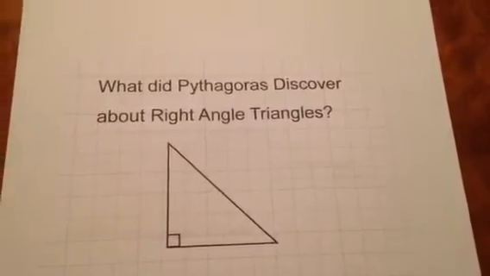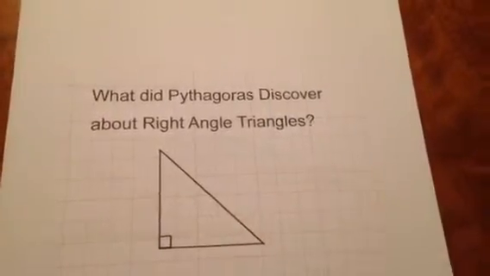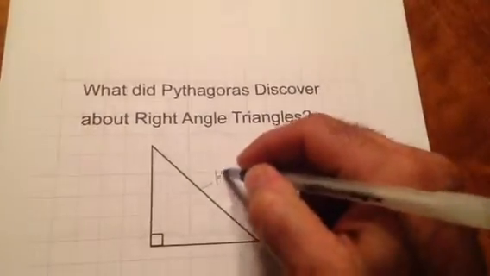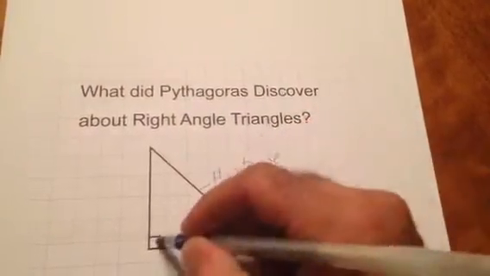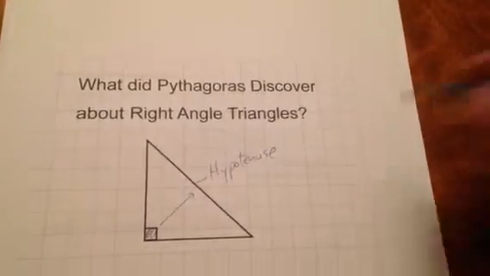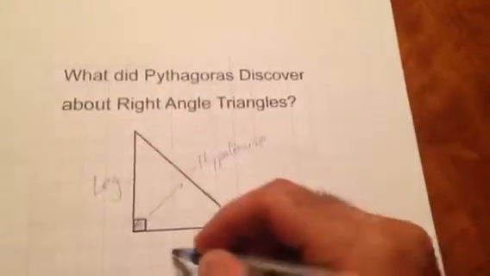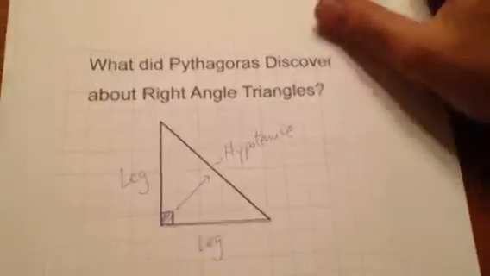So what did Pythagoras discover about right triangles? Of course, this is a right triangle. You should know that this side here is called the hypotenuse. It's always the longest side. You find the right angle, go directly across. That's your longest side. The other two sides are called legs. It doesn't matter which is called a leg. They're both legs. All right?